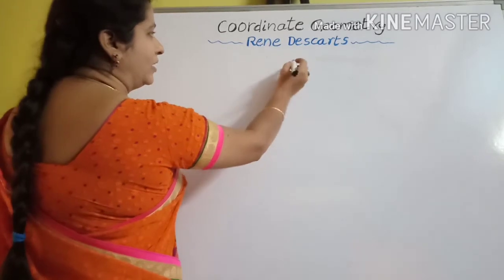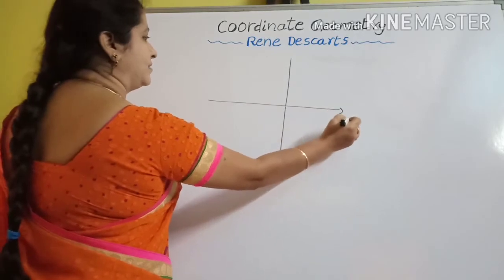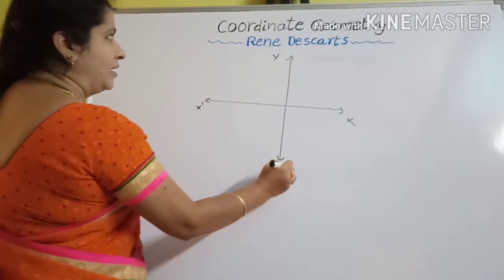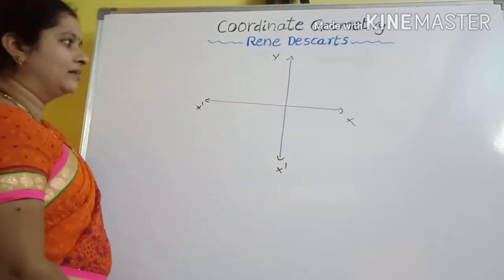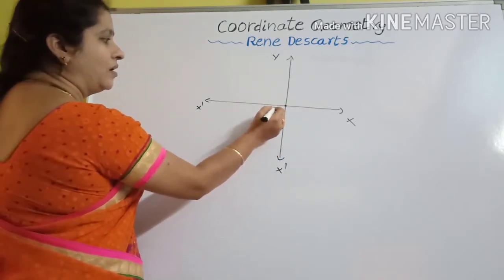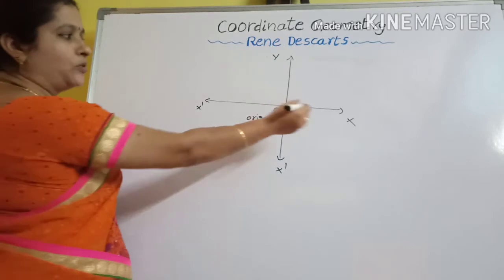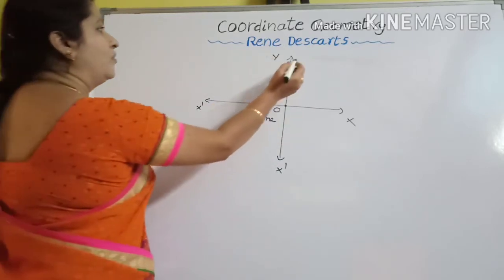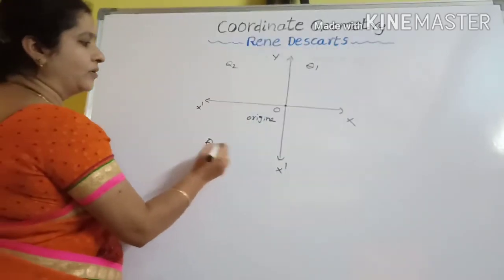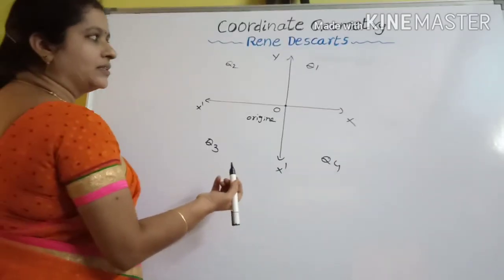So what is a coordinate plane? A plane having an x-axis and y-axis is called a coordinate plane or Cartesian plane. The intersection point of these two axes is called the origin. These two axes divide the plane into 4 quadrants: Q1, Q2, Q3, Q4. So what are the positions of the points in these quadrants?